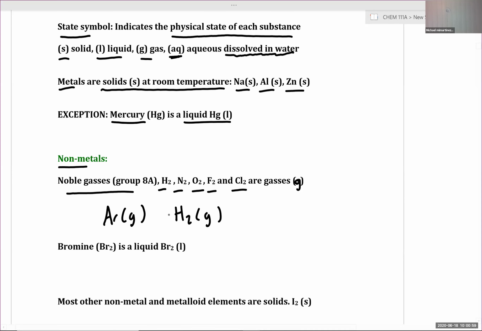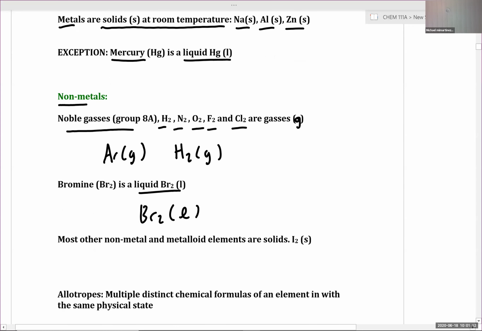For nonmetals, only one of the major nonmetals is a liquid at room temperature, and that's bromine. So bromine would be written as Br2 liquid. And as a rule of thumb, most other nonmetal and metalloid elements are solids. So for example, iodine would get a solid symbol.